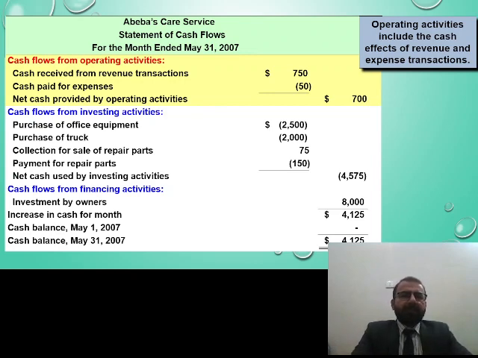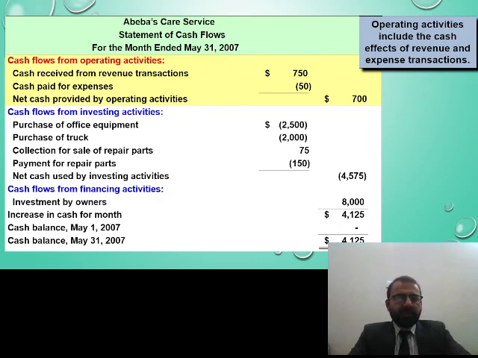Abiba's Care Service statement of cash flows for the month ended May 31st, 2007. We have cash flows from operating activities. Cash received from revenue transactions is $750. Cash paid for expenses is $50. So we have net cash provided by operating activities of $700. Cash flows from investing activities.